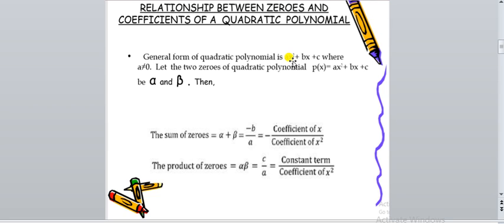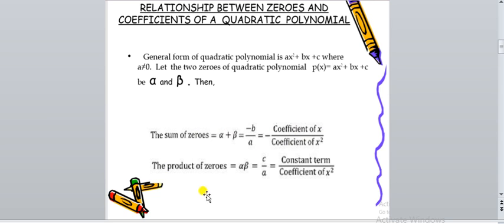Now if it is a quadratic polynomial, it will have two zeros, two solutions, that is two values for which the value of the polynomial will be 0. Let the two zeros be alpha and beta. Now we will find the relationship between the zeros. By solving the equation, directly I am showing you that the sum of the zeros, alpha plus beta, is equal to minus b upon a, that is equal to minus coefficient of x upon coefficient of x square.